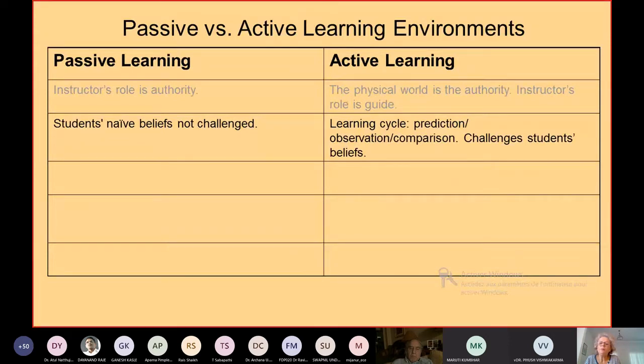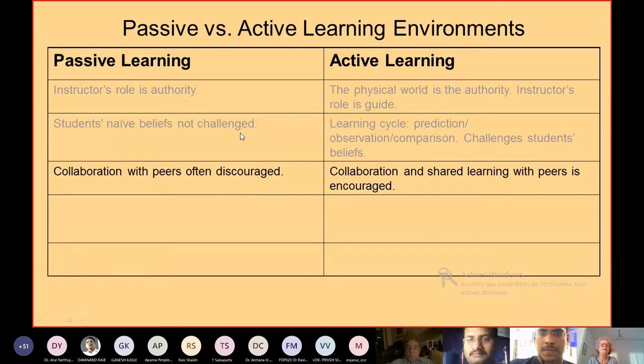And then after making the prediction, they make the observation, they do the experiment in the lab, and they compare prediction and observation, and they can correct. What we call prediction is what the students have in their mind before doing the experiment. It might be correct, it might be wrong. If it is correct, it will be confirmed by doing the experiment. If it is wrong, they will correct their beliefs. So students' beliefs are challenged in this step.